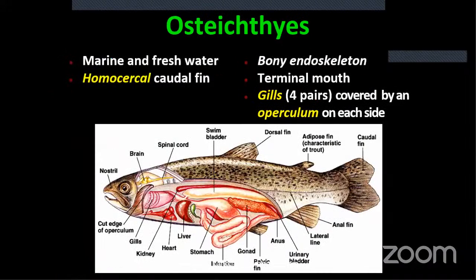Now we go to Osteichthyes. What happens in Osteichthyes? They are marine and freshwater, found in both. Then they have a homocercal caudal fin. Can you see the caudal fin here?